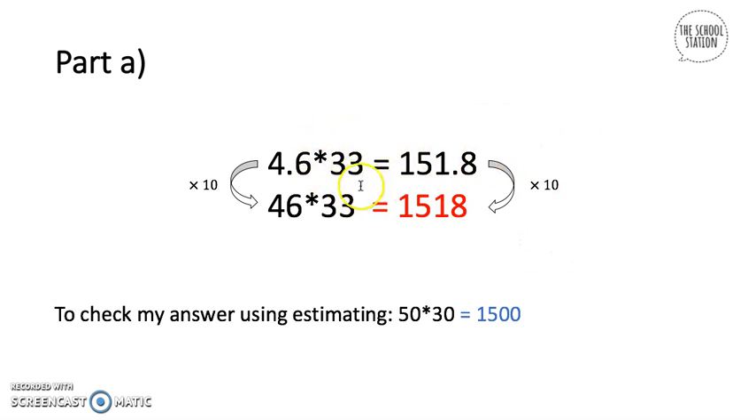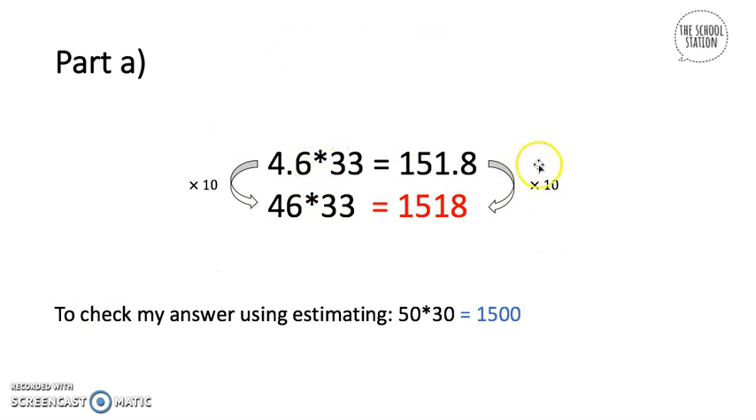For example, over here we have 33, and even if it said 46 times 330, and you're multiplying by 10 again, you can just do 10 times 10, which is 100. So we would multiply by 100. Whatever you do to this side of the equation, you have to do exactly the same thing to the other side. So that's how you solve these types of questions.